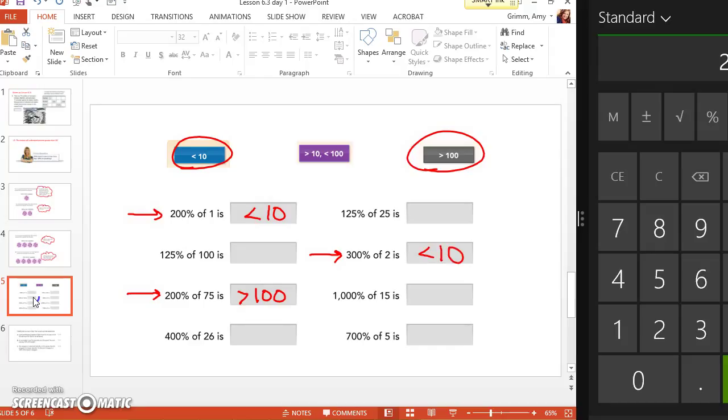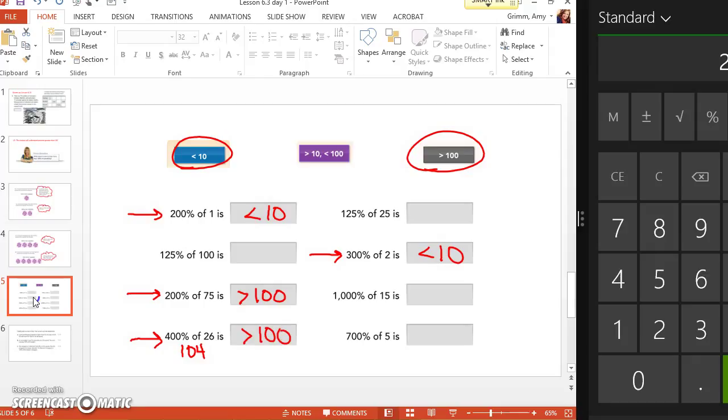All right, let's jump up then to the next harder one. Okay, 400% of 26. So basically, what should I be doing right now? 4 times 26. I have 4 groups of 26. 104. I'm actually going to write the answer here so we have it. Okay, 104, which would be greater than 100.